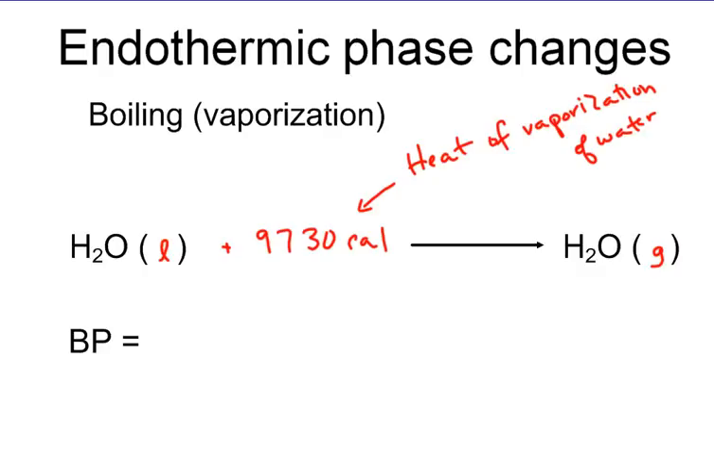Notice that it takes more energy to vaporize a mole of water than it takes to melt 1 mole of water. It's a lot more energy to separate the molecules from liquid into the gas phase than it does to separate the molecules from the solid into the liquid phase. The boiling point for water, of course, is 100 degrees Celsius. That's the temperature at which this phase change will happen.